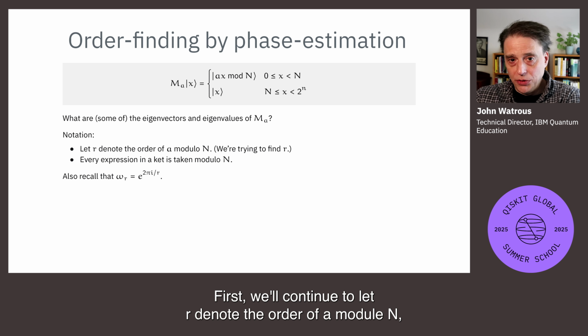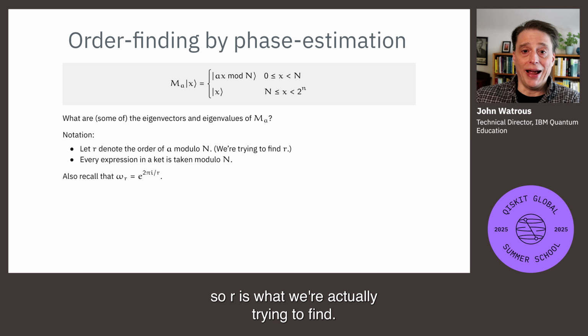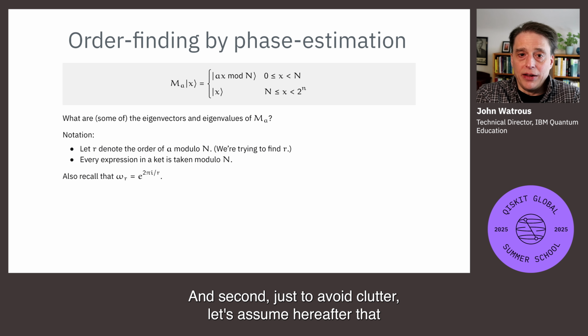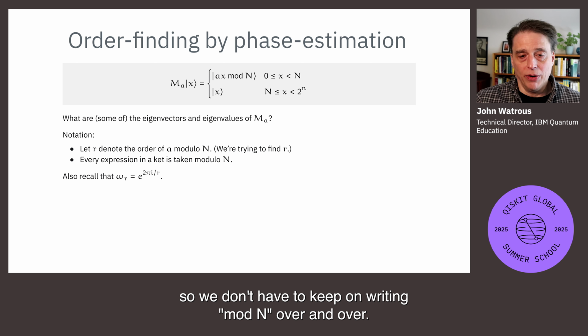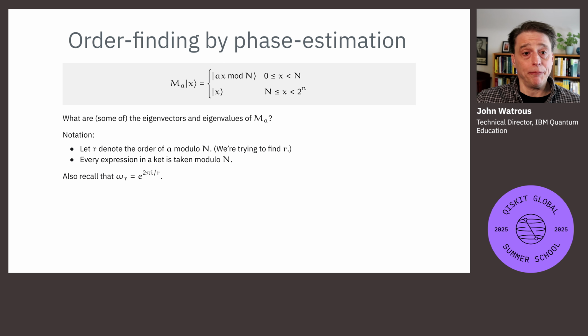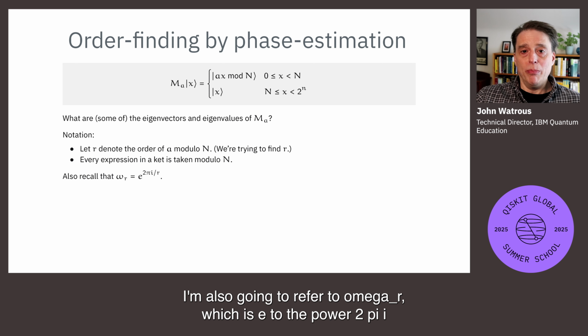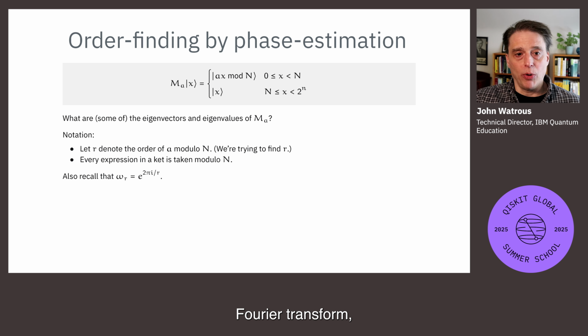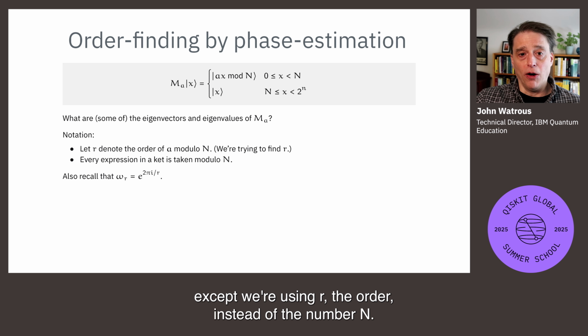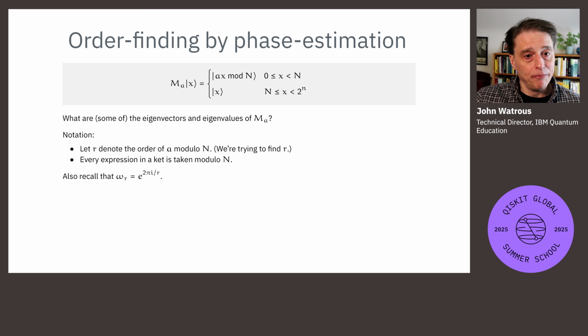First, we'll continue to let r denote the order of a modulo N. So r is what we're actually trying to find. And second, just to avoid clutter, let's assume hereafter that every expression inside of a ket is implicitly taken modulo N, so we don't have to keep on writing mod N over and over. I'm also going to refer to omega_r, which is e to the power 2 pi i divided by r. So that's the same notation as before when we talked about the quantum Fourier transform, except we're using r, the order, instead of the number N.